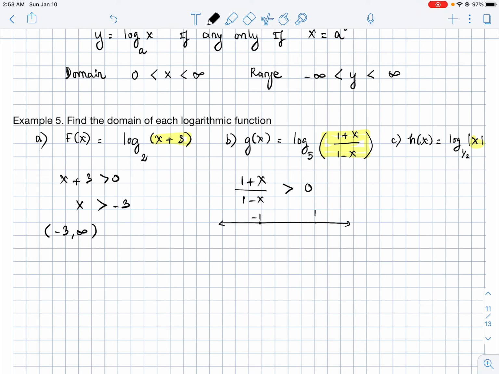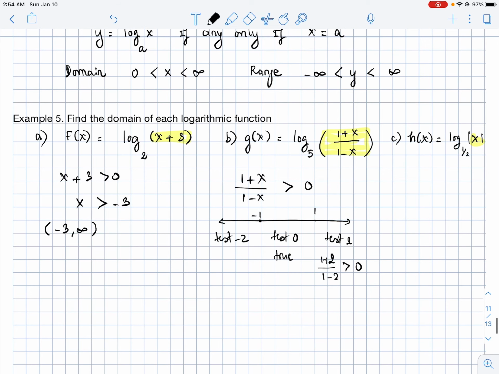Then we will test points. So we will test 2, test 0, and then test negative 2. If we test 2, we get 1 plus 2 on the top, and then 1 minus 2 on the bottom, and this is a false statement. If you test 0, it gives you a true statement. And if you test negative 2, you will get a false statement also. So the answer will be from negative 1 to positive 1.